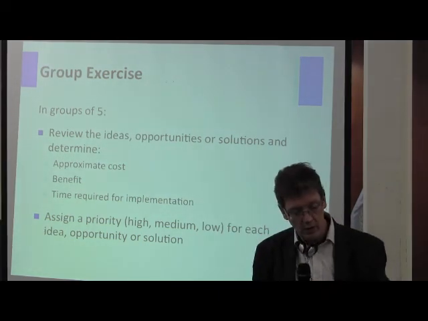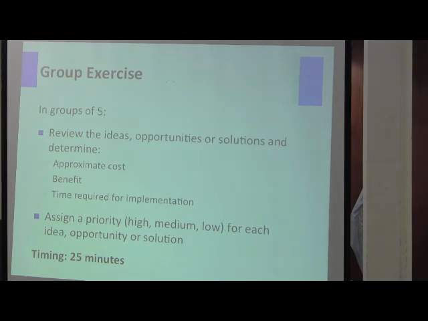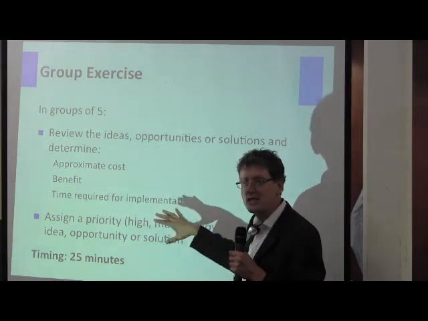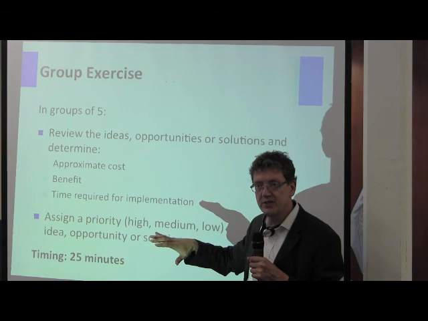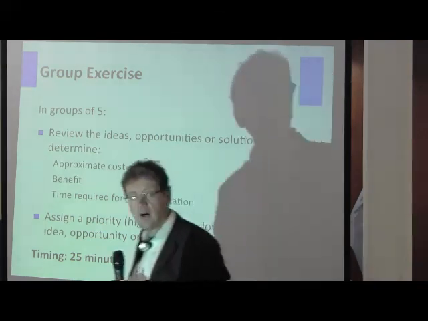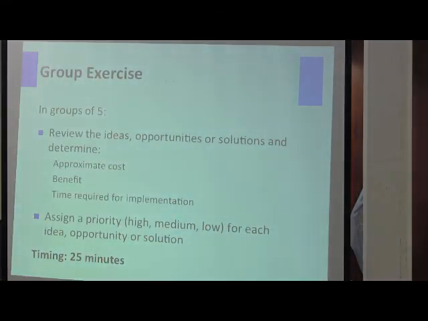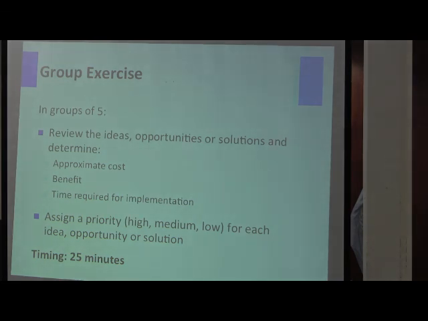I'm not going to give you 25 minutes, I'm going to start off with 20 minutes. So, for example, if we're looking at this list over here, start at the top and go down about five or six, doing approximate cost, benefit, and time required for implementation. Then see how much time you've got out of the 20 minutes, and assign a priority. And if you've still got some time left over, then carry on going down the list. Okay? So, off you go.